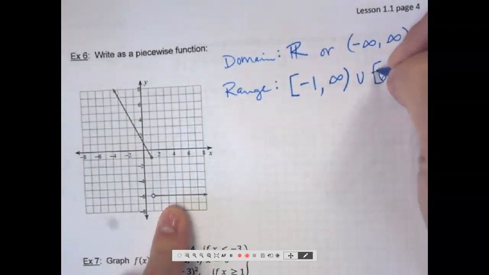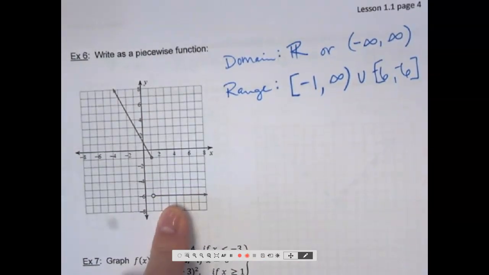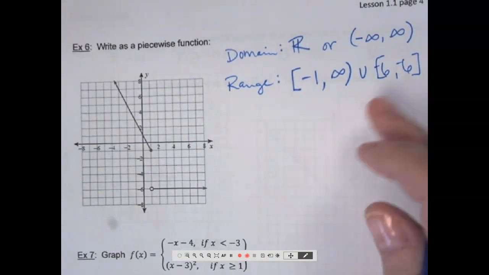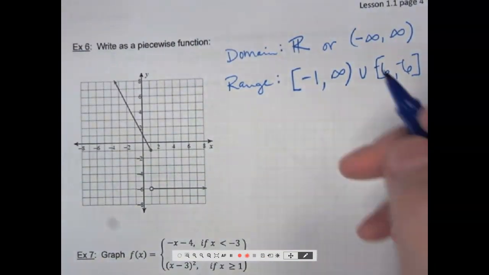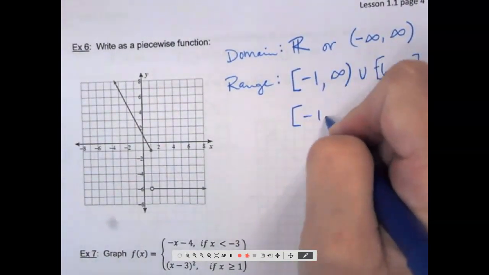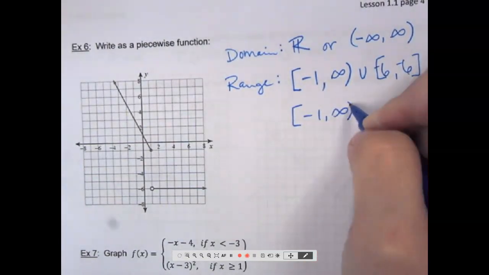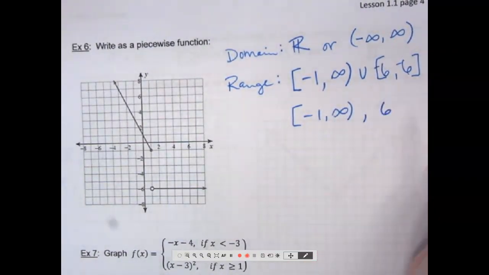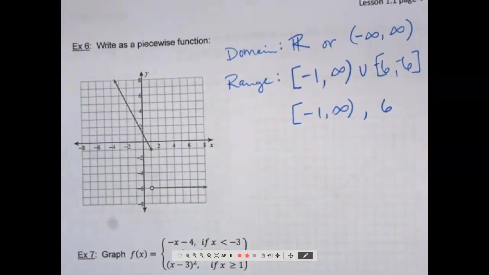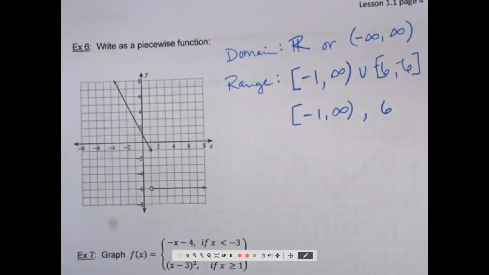Negative, thank you. See, make those corrections as you see them. And that's it. That one's kind of strange. I could probably just say -1 to infinity, comma, 6. I don't know, that one's really strange since it's just constant right there. Okay, so that's the domain and the range.